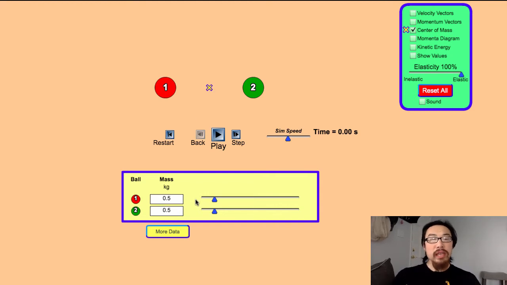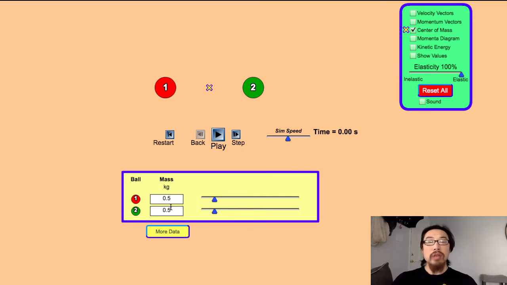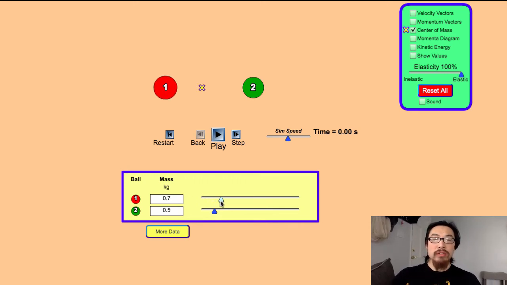Okay, and that is if the two objects have the same mass. But if we were to increase the mass of the red ball, that means the average positioning of the masses will be more towards the red ball, and I'll show you that here. So if I increase it, notice how the center of mass moves to the left. And that's because the average location for the mass of the system is more towards the left.